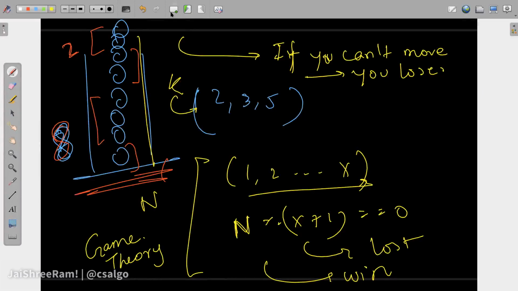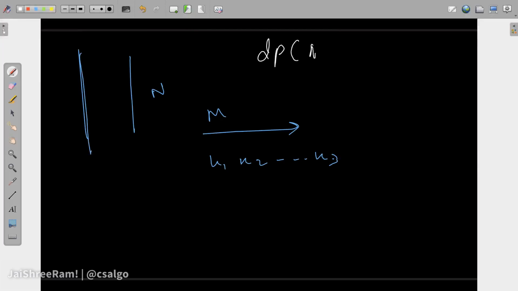Let's quickly talk about this particular version, where you have a generalized n stones and there are m moves given to you, that is k1, k2, k3 and so on. Let's talk about it in general. In this particular problem, there is only one possibility of state, that is dp of number of stones. Can there be any other state? No, right? Number of stones left.